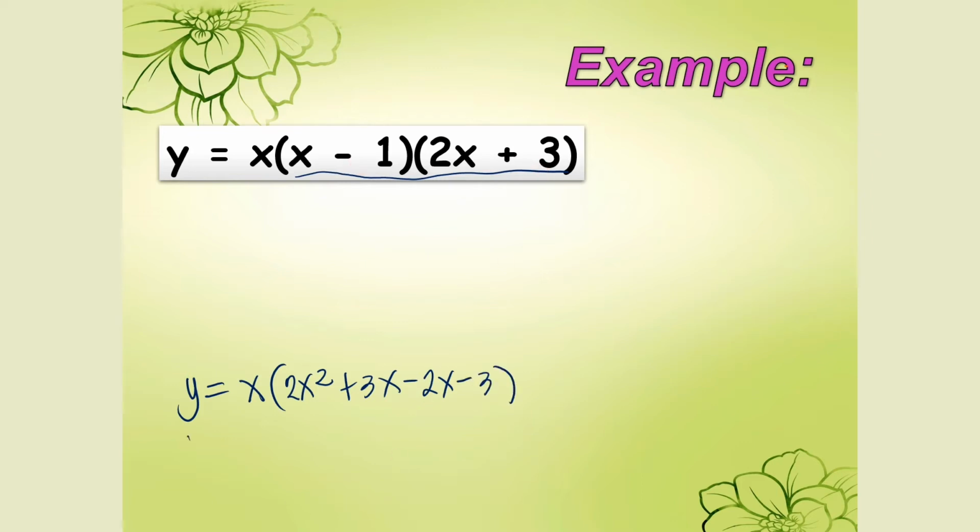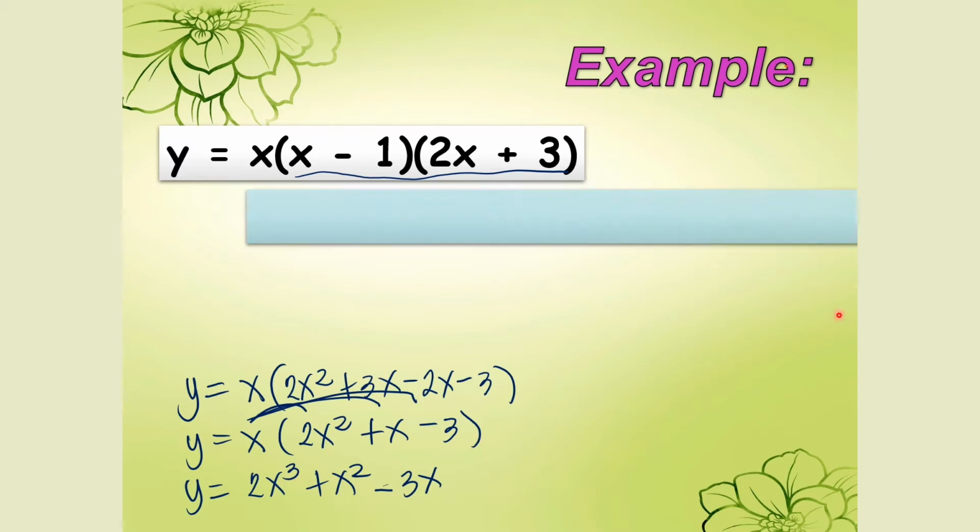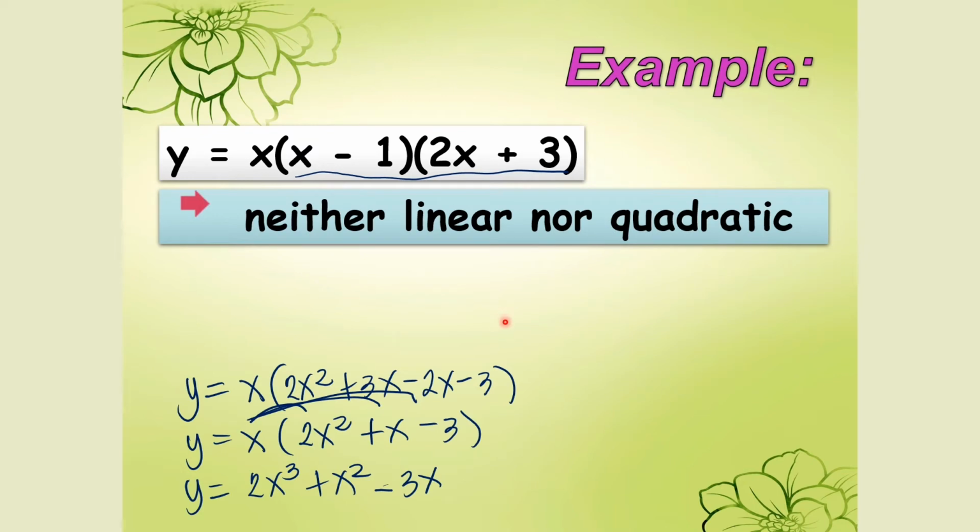Then combining like terms, y equals x times the quantity of 2x squared plus 3x minus 2x is x, bring down minus 3. Then we have to distribute this x inside the parentheses. So y equals x times 2x squared is 2x cubed. x times x is x squared. And x times negative 3 is negative 3x. So if you notice, class, the degree of this function is 3, not 1 or 2. Therefore, our answer for this function is neither linear nor quadratic.